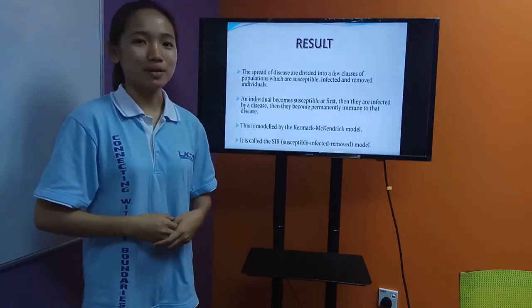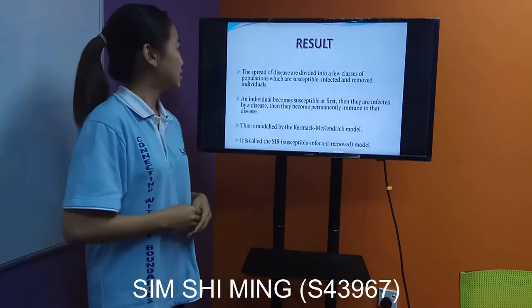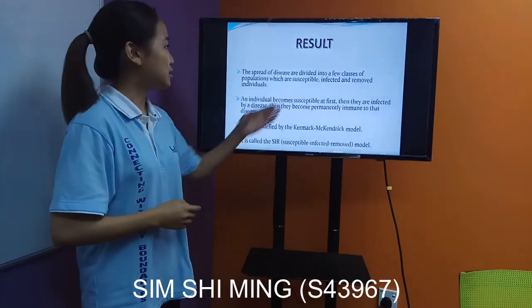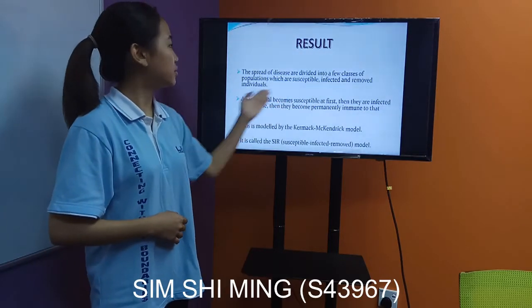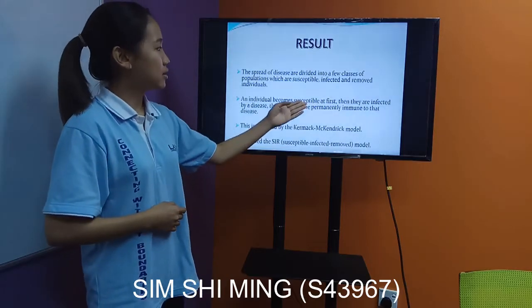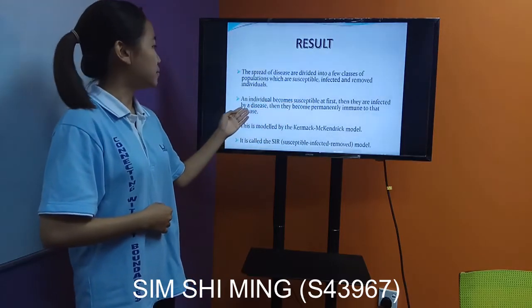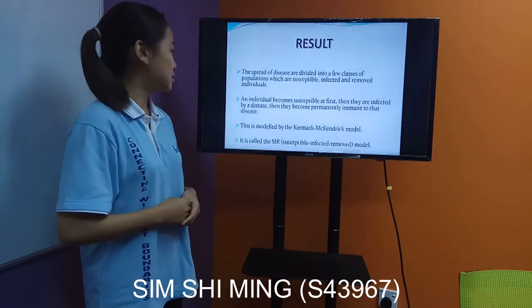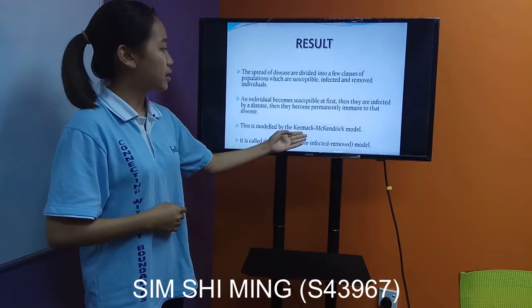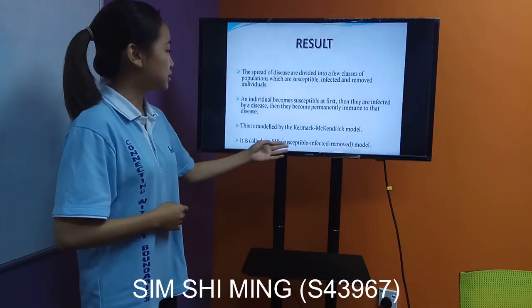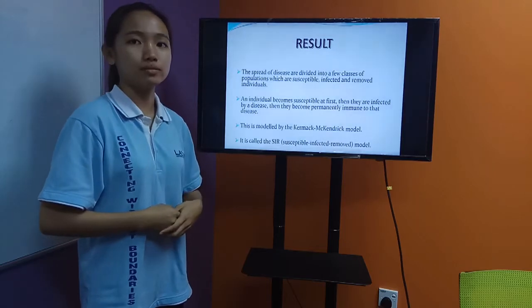Now I'll introduce the results. The spread of disease can be divided into a few classes such as susceptible, infected, and removed individuals. An individual becomes susceptible at first, then is infected by a disease, then becomes permanently immune to the disease. This is called the Kermack-McKendrick model. It is also called the susceptible-infected-removed model.